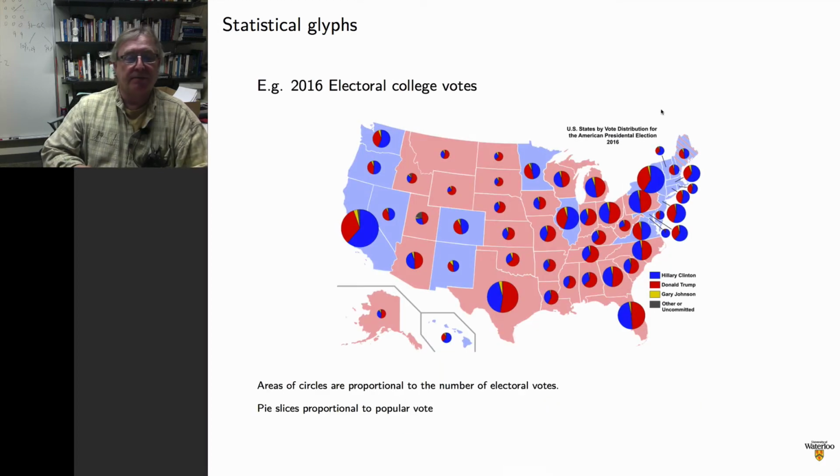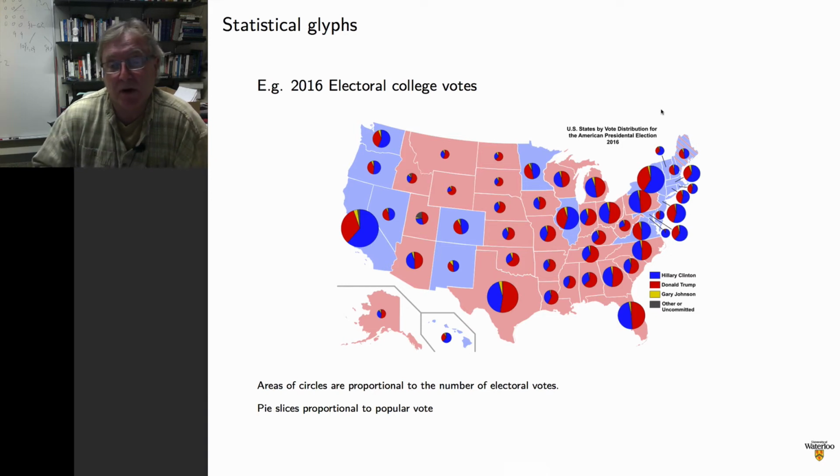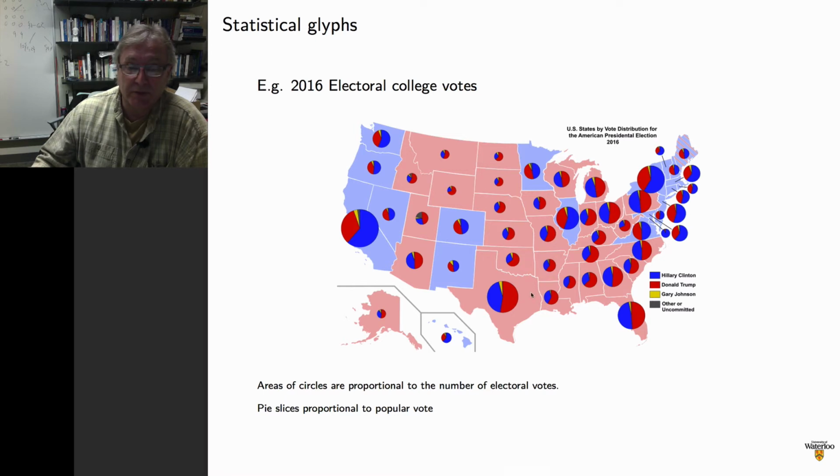Here's another statistical glyph. I think by far the best statistical glyph representing the electoral college votes in the United States for the most recent presidential election. And so you look at the states here now in the background. That's how their electoral college went. Pink now for the Republicans here and red for the Republicans in the pie charts.